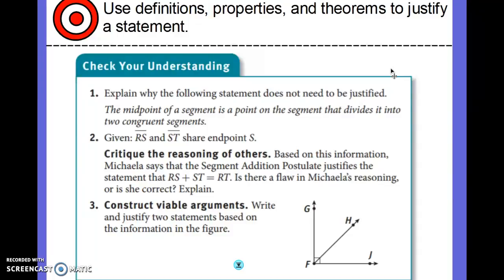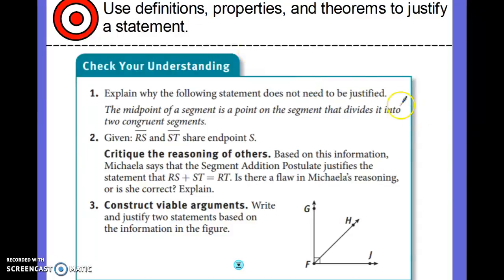Okay. All right, given that RS and ST share endpoint S, based on this information, Michaela says that the segment addition postulate justifies that RS plus ST equals RT. Is there a flaw in Michaela's reasoning, or is she correct? Explain. Well, at first glance, it seems like she would be doing okay with that, right? I mean, segment addition postulate, we add the two smaller pieces up to equal the whole.